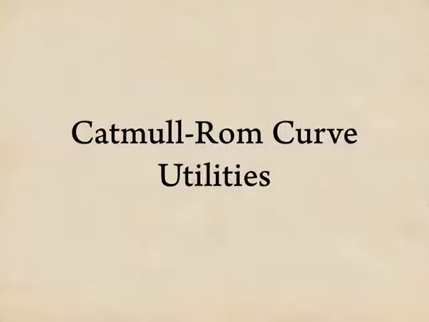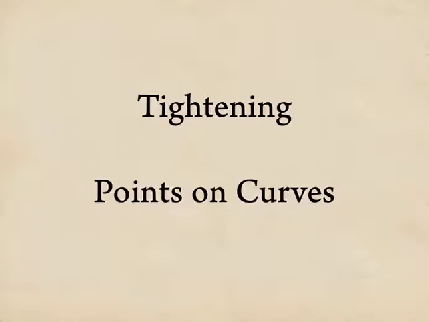In previous videos, we've seen how to draw Catmull-Rom curves. In this video, I'll talk about a couple of really cool things that you can do with Catmull-Rom curves. The first is tightening, or making the curve look like it's being pulled taut between the control points. The second is finding points on curves.